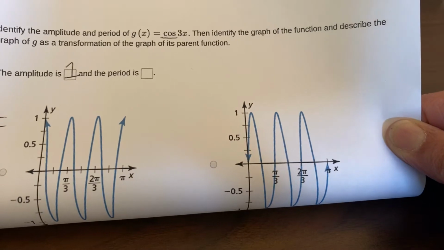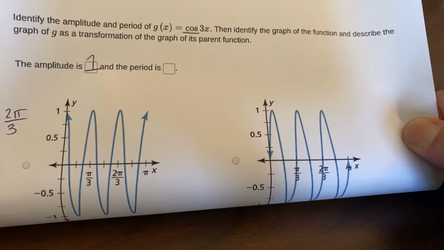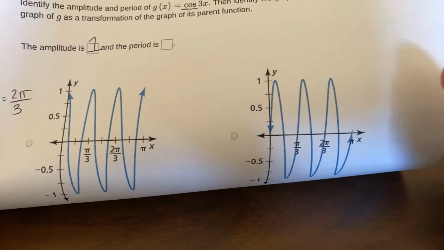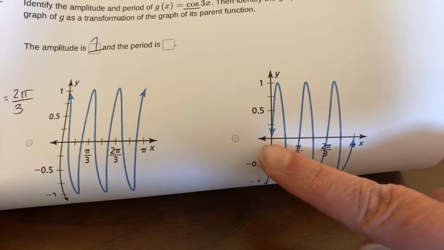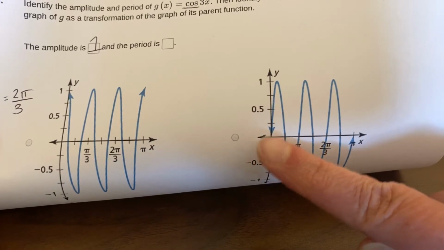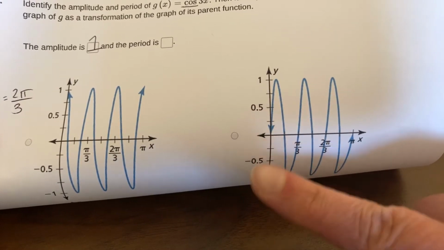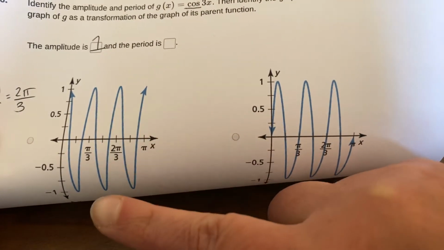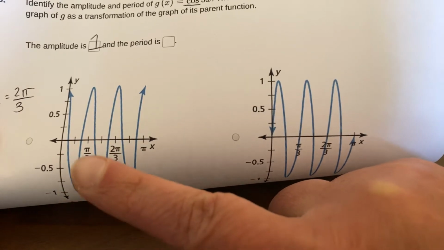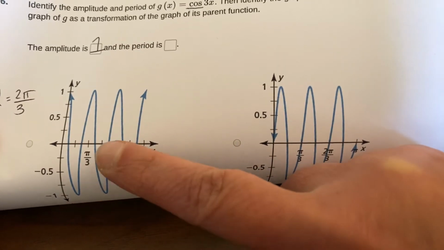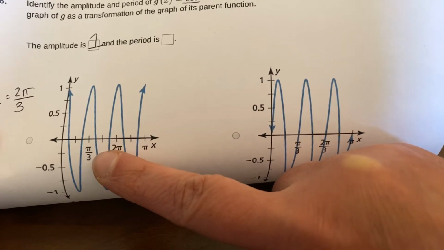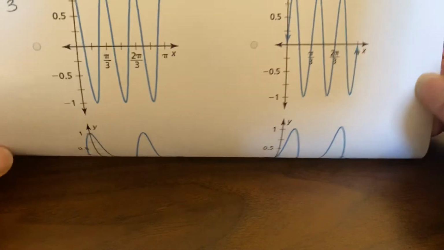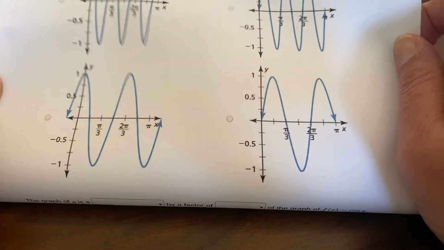Remember, this is a cosine function, so it starts at the top, right, at 0, 1. This one here starts at 0, 0. It does not start at 0, 1, and so I would nix this one for that reason. This one goes through 0, 1. All right, what is the period of the function? It completes one cycle by pi over 3. That's too fast, right? This one has a period of pi over 3 and not 2 pi over 3. Let's look below here.